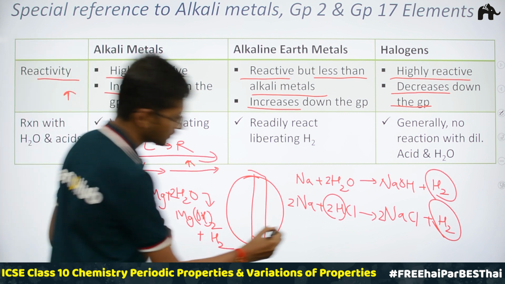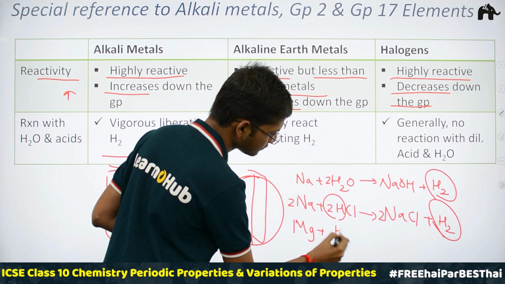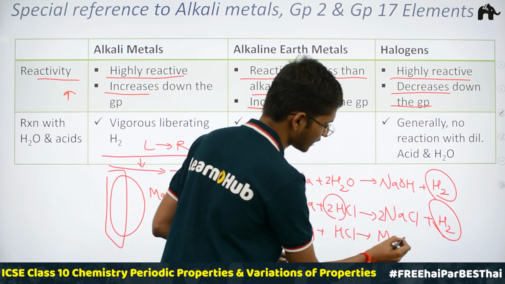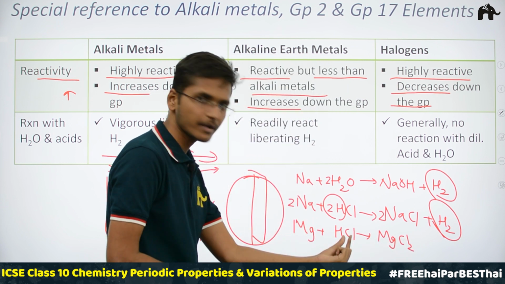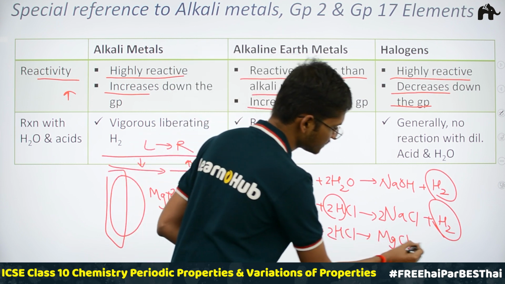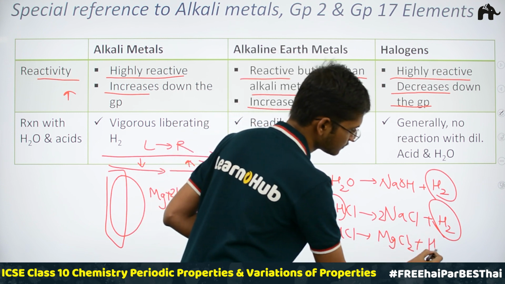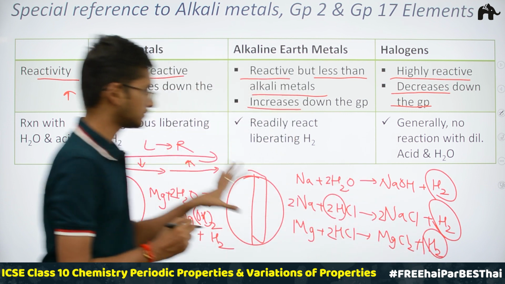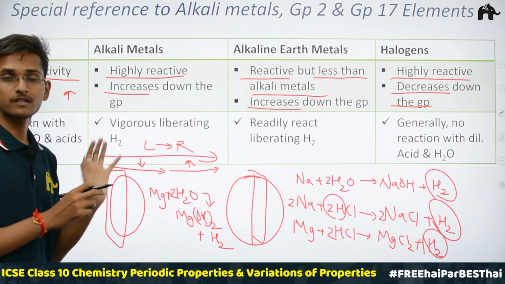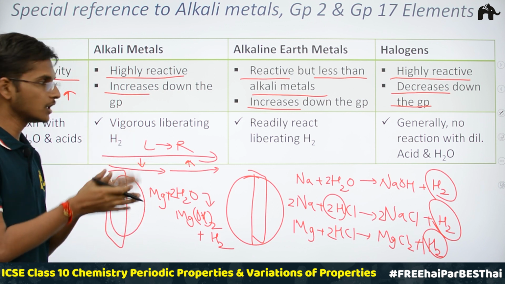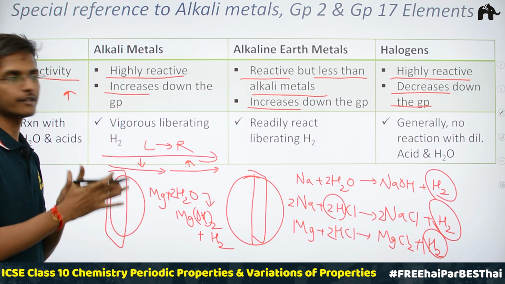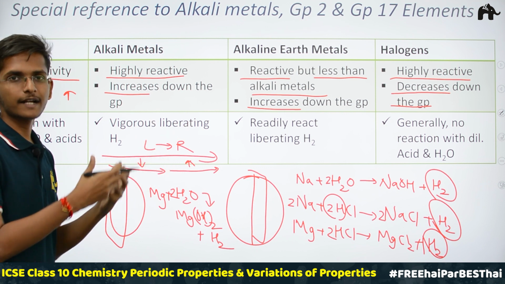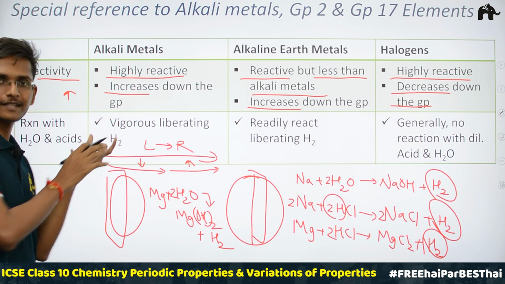Similarly, when the alkaline earth metals react with acids, they also release dihydrogen, hydrogen gas. How? Mg combines with 2 chlorine to become MgCl2, and then 2 hydrogen get released as H2. In this way you can remember that both the alkali metals and alkaline earth metals react with water and acids and liberate H2, but the reaction of alkali metals is more vigorous. Alkaline earth metals also react readily, but not as vigorously as alkali metals.